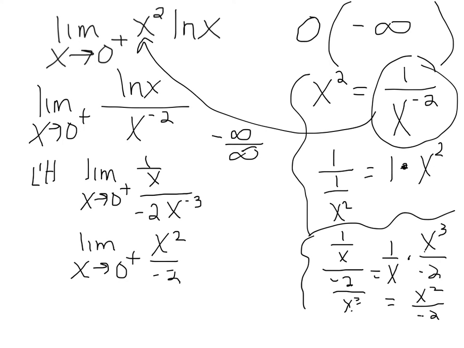So we applied L'Hopital's rule, then we just did a little algebra to simplify what was after our limit. And now, plugging in our 0 here, we get that this limit is equal to 0. So the original limit that we were trying to take is equal to 0. That would be our answer.